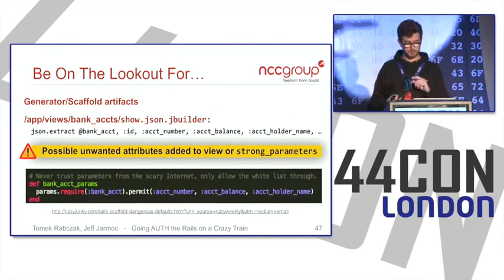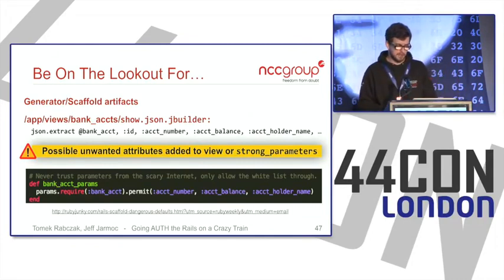Another one is that it also automatically adds every attribute to the permit method for strong parameters. Strong parameters is functionality that's built into Rails now to combat mass assignment, which you may have heard about. So that scaffold generator will automatically add all of those attributes to the permit method, so they're all mass assignable.